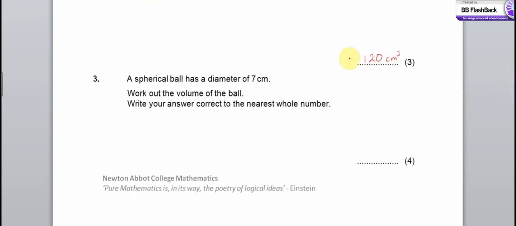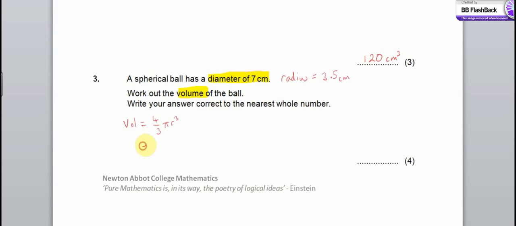Okay, last question on this side. A spherical ball. So we're dealing with a sphere here. Now, first of all, we're given the diameter. So let's just write down what the radius is. So the radius is 3.5 centimeters. We usually use the radius in the formula. So the volume is what we're after here. I'll work out the volume of the ball, and the volume of a sphere is 4/3 pi r cubed. Again, that's given at the front of the exam paper, but worth learning.